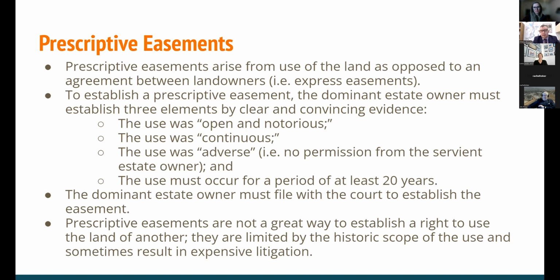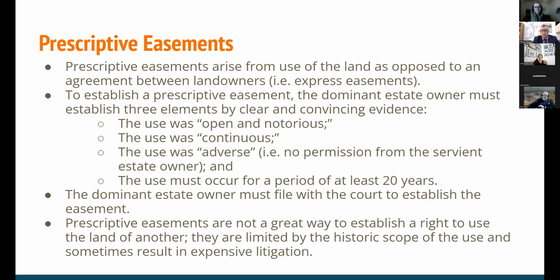So to establish a prescriptive easement, the dominant estate owner must establish, actually it's 4 elements by clear and convincing evidence. 1, the use was open and notorious, which means you weren't sneaking around in the dead of night and using the property. You were using it and you didn't care who saw it. Anybody could see you using it.